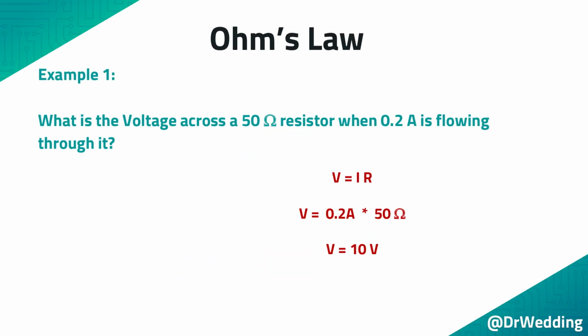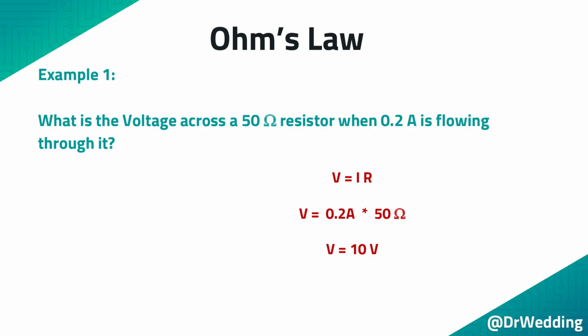Here is an example. What is the voltage across a 50 ohm resistor when 0.2 amps is flowing through it? Start by writing the equation V equals I times R. Next, you plug in the known values. Make sure that the current is in amps and the resistance is in ohms. You then isolate the variable that you are solving for.